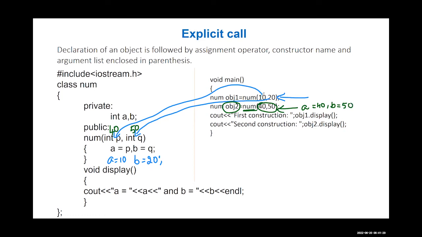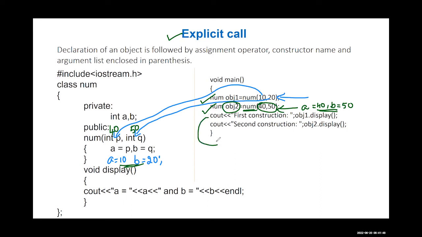As you can see here, I am creating two objects, but in both the objects, using the explicit call or the parameterized constructor, I am giving different values to my objects or my data values, right? Now next, what is happening?